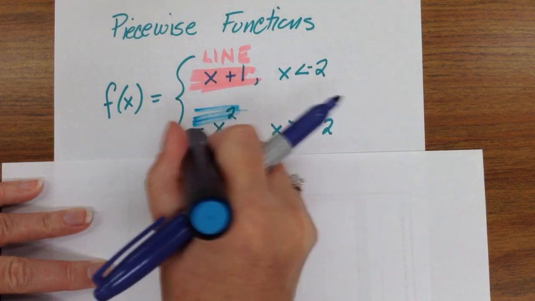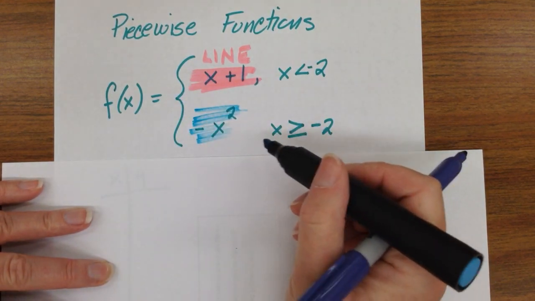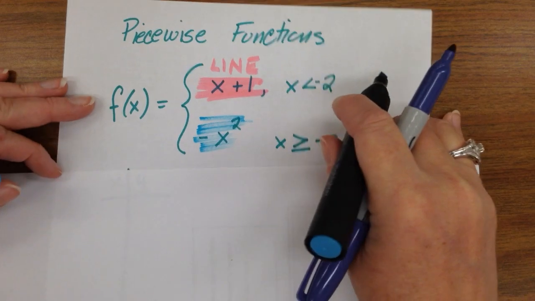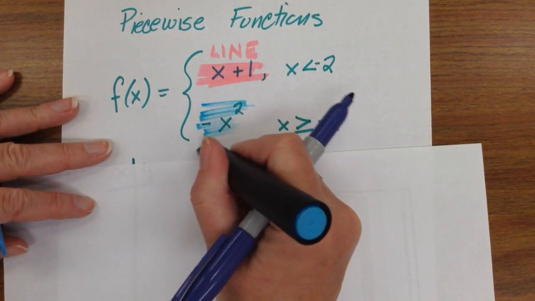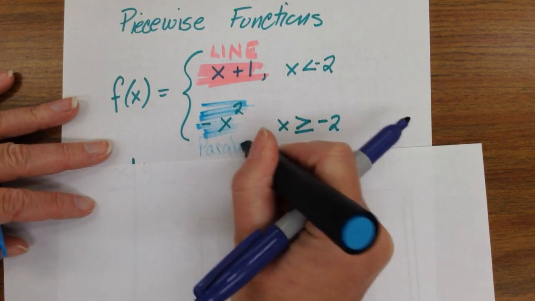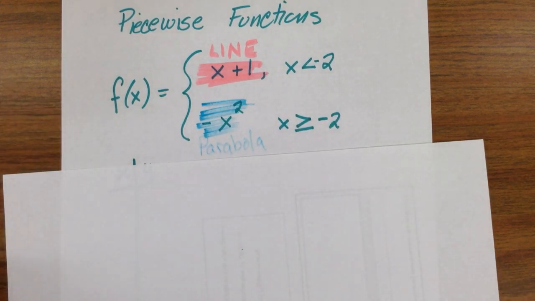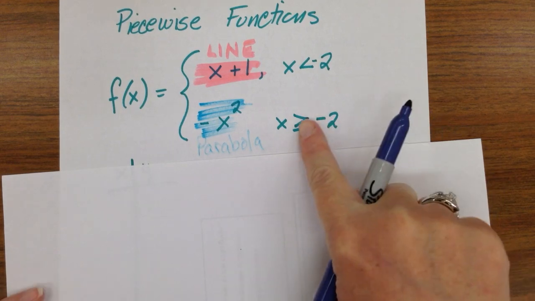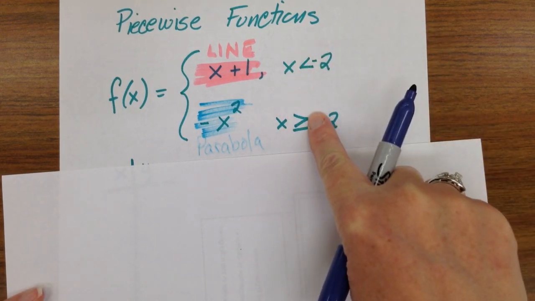Oh, look right here. That is a parabola. It's an upside down parabola, isn't it? So we are going to take a line and a parabola and stitch them together. We'll talk about this third piece in just 1 second.